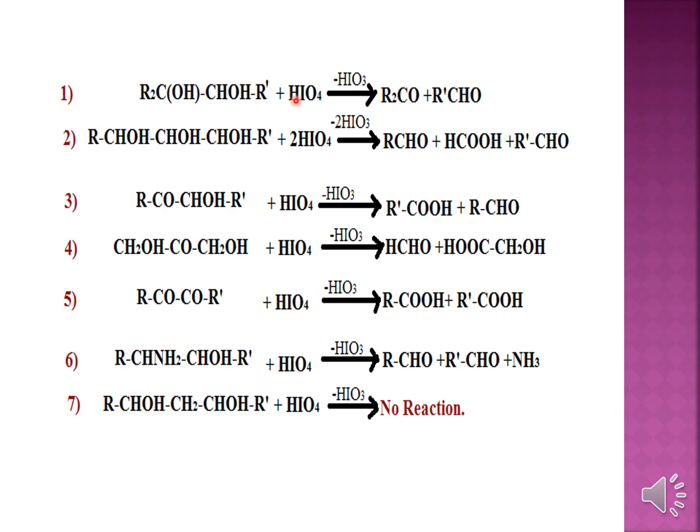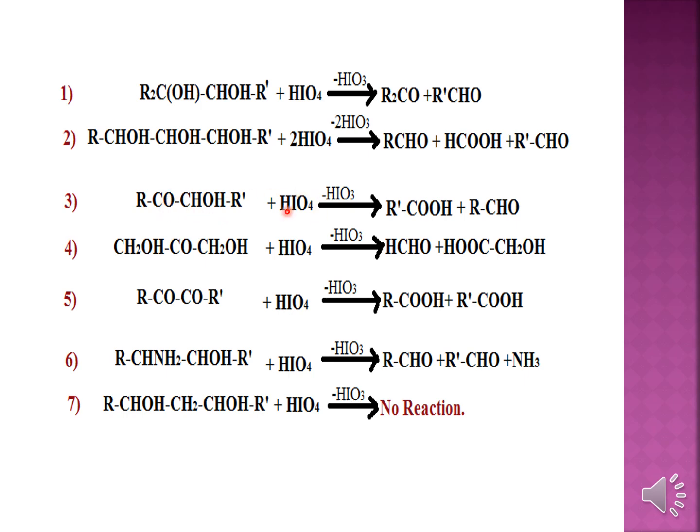Here if we are taking one molecule of periodic acid, one molecule of that is consumed. If we are taking two molecules of periodic acid, we are consuming two molecules of acid over here. Okay, and then moving on to the next reaction, next example.